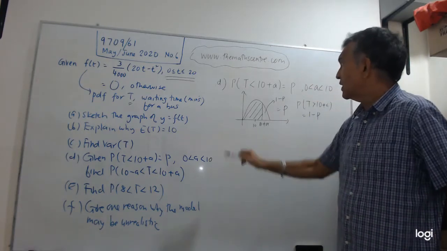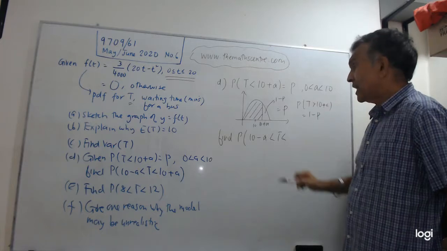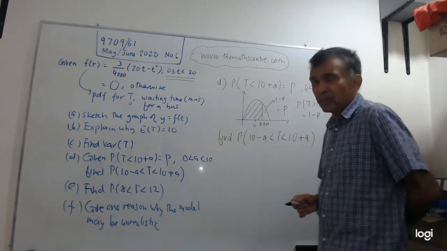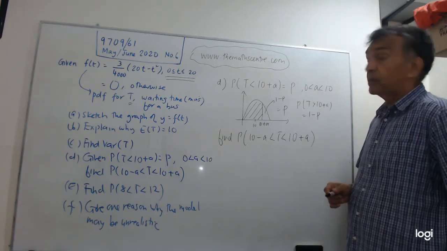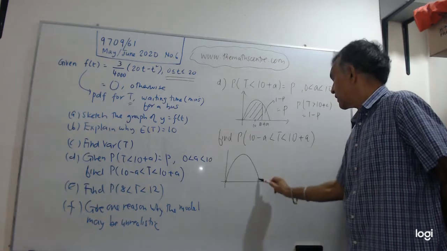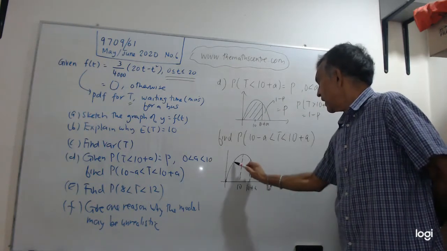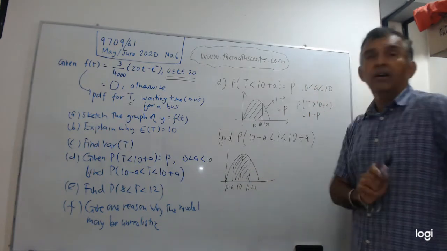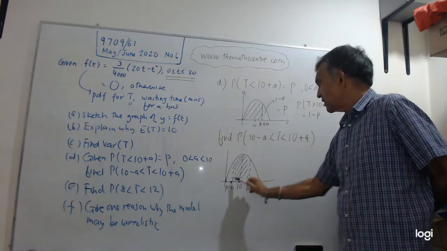Then, what are we asked to find? We are asked to find the probability that t lies between 10 minus a and 10 plus a. Can you imagine if you start off on the wrong foot and end up doing some integration? Very messy, it takes a lot of time. So let's draw a sketch. This is 10, the midpoint, this is 10 plus a, and this is 10 minus a. This is what we want.